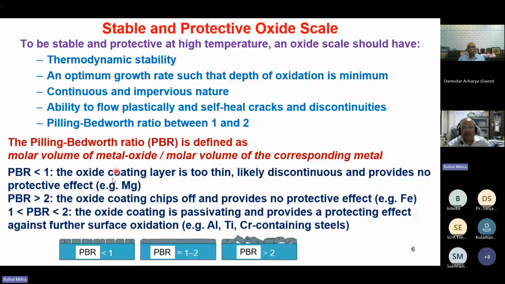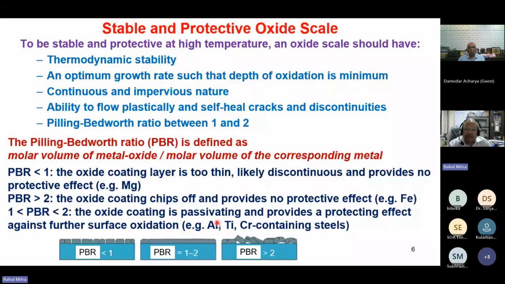There is a volume expansion, there are compressive residual stresses, and there is cracking in the oxide scale. If there are cracks, they provide a short circuit path for diffusion of oxygen into the underneath metal. That happens if the value is greater than 2. If the ratio is less than 1, the oxide coating layer is too thin and discontinuous and doesn't provide any protective effect. On the other hand, if it is between 1 and 2, the oxide coating is passivating and provides a protective effect against further surface oxidation. So this is what is important when we try to have a protective oxide coating.